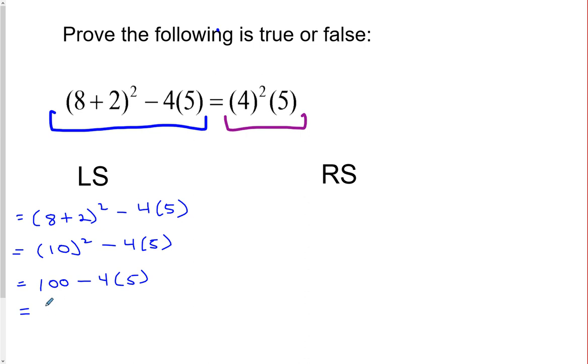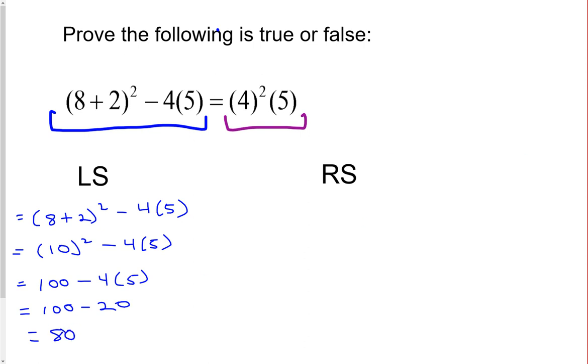Next, I can do my multiplying and dividing. So I'll do that next. 4 times 5 is 20. And finally, my adding and subtracting. 100 minus 20 is 80. So that side is equivalent to 80.